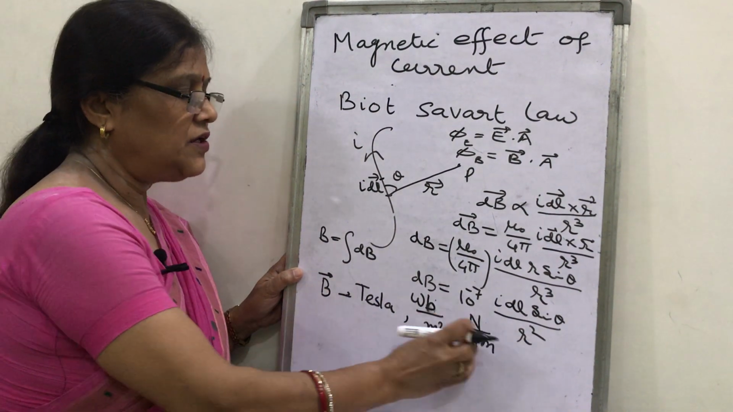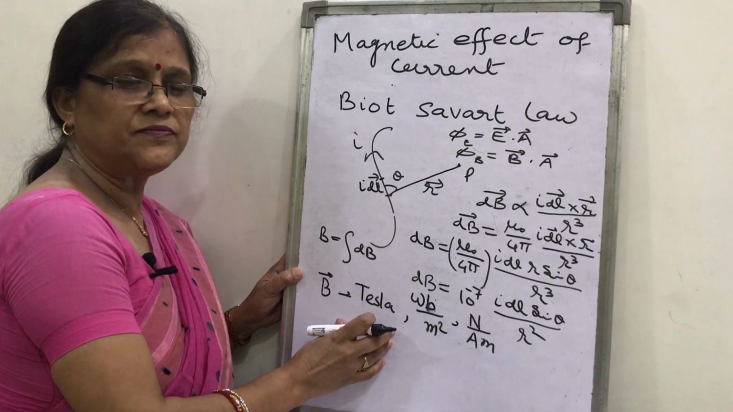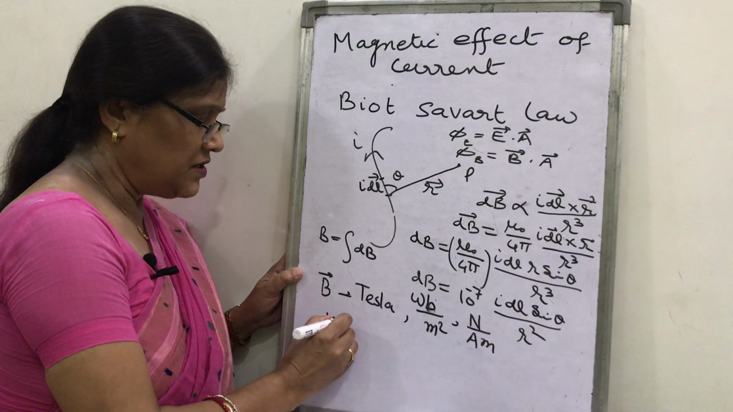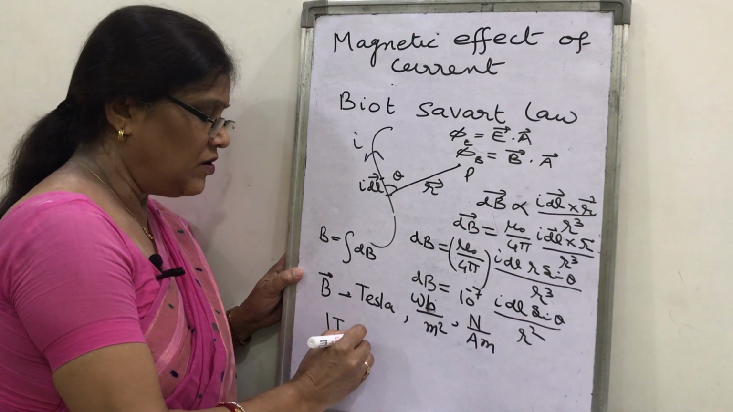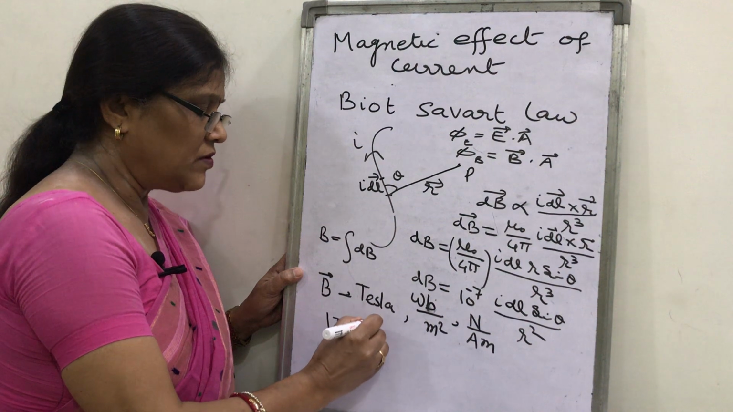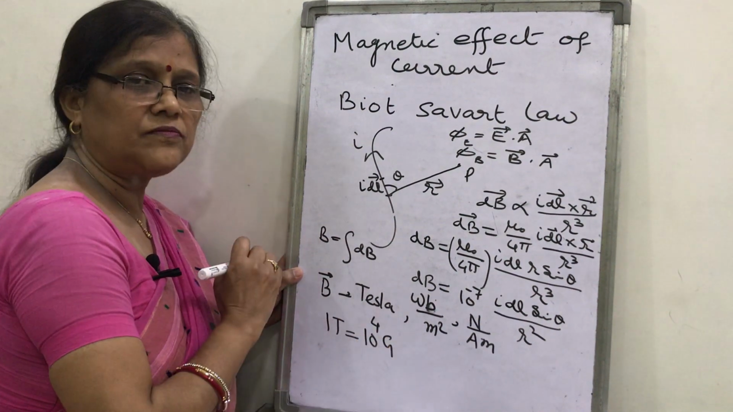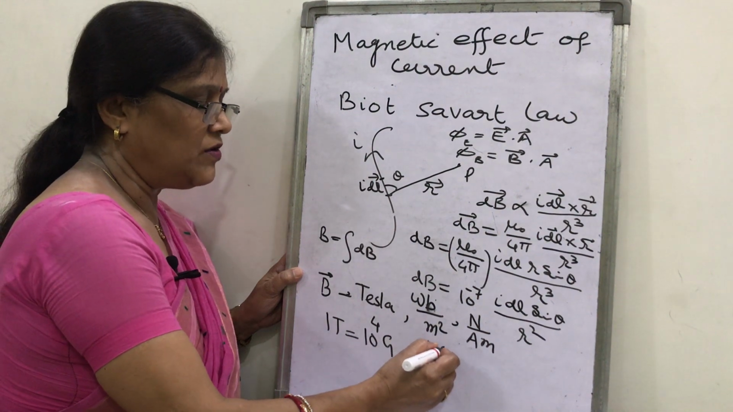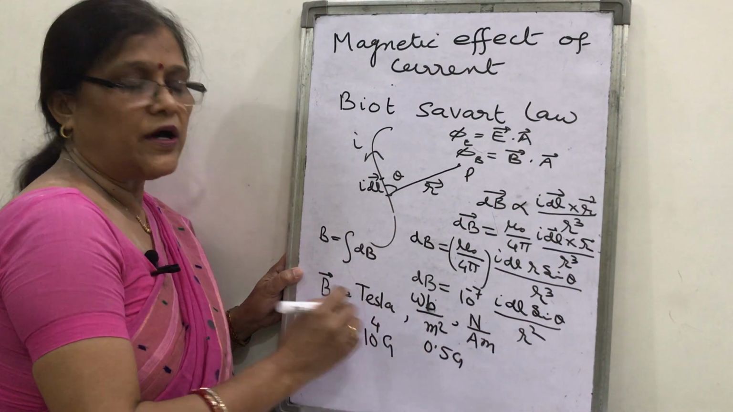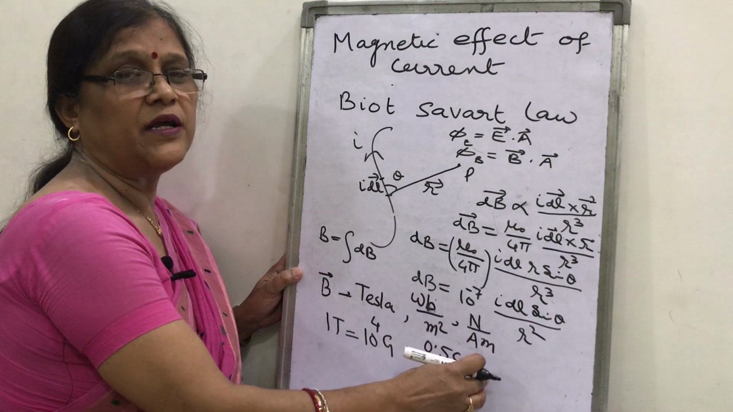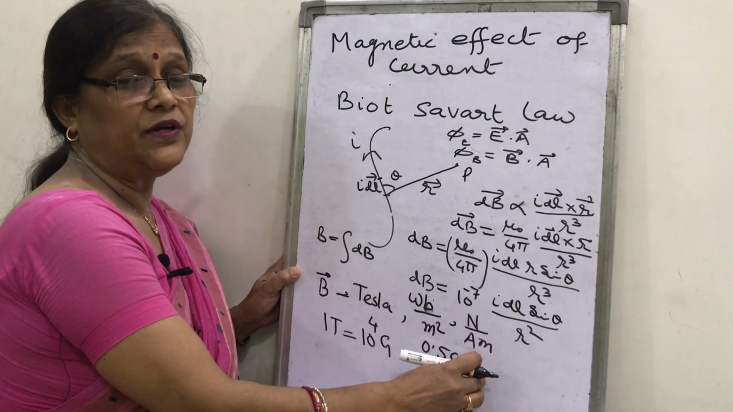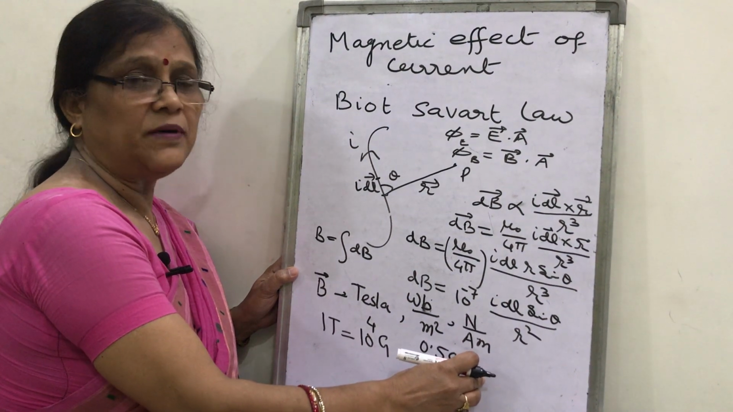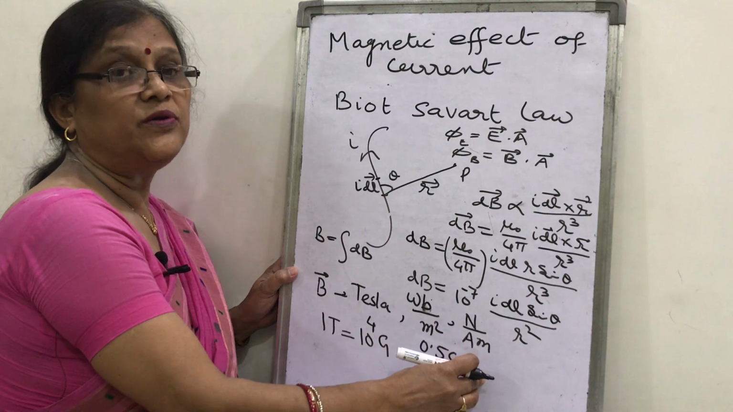So if these are the units of magnetic field, in CGS unit, how are they related? The CGS unit is Gauss, and 10 to the power 4 Gauss equals 1 Tesla. Earth has, on average, a magnetic field of 0.5 Gauss. In the laboratory, around 1 Tesla magnetic field is produced by electromagnets, and a very strong magnetic field, as told by the scientists, is found in neutron stars.